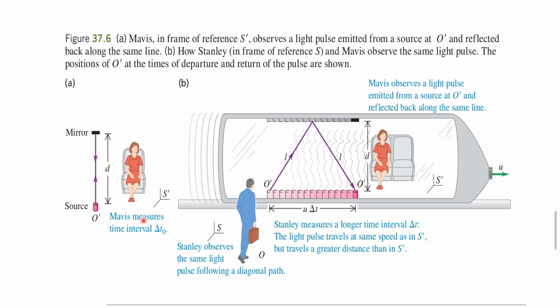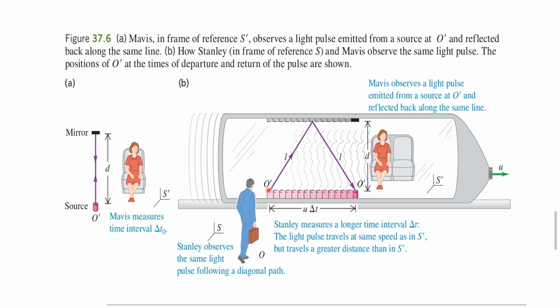According to Mavis, who is in the frame of reference denoted as S prime, the time interval that it takes for light to travel from the source O prime to the mirror and back to the same source is measured by delta t sub naught. Another observer, in the S frame of reference, Stanley, observes the same light pulse, but following a diagonal path.